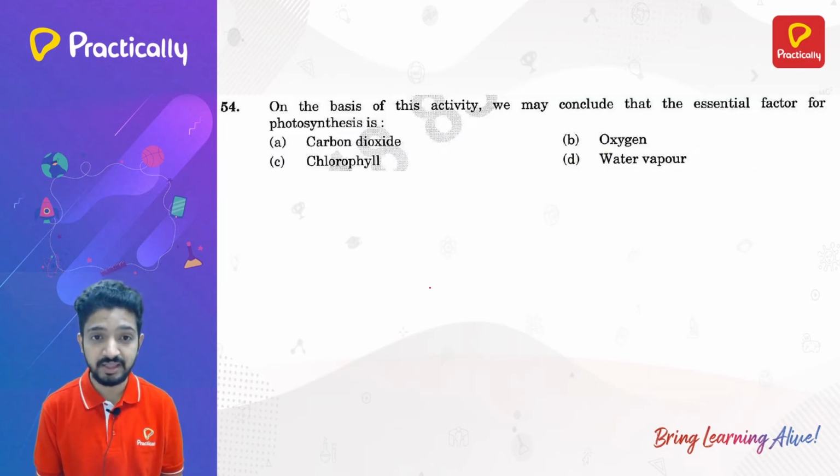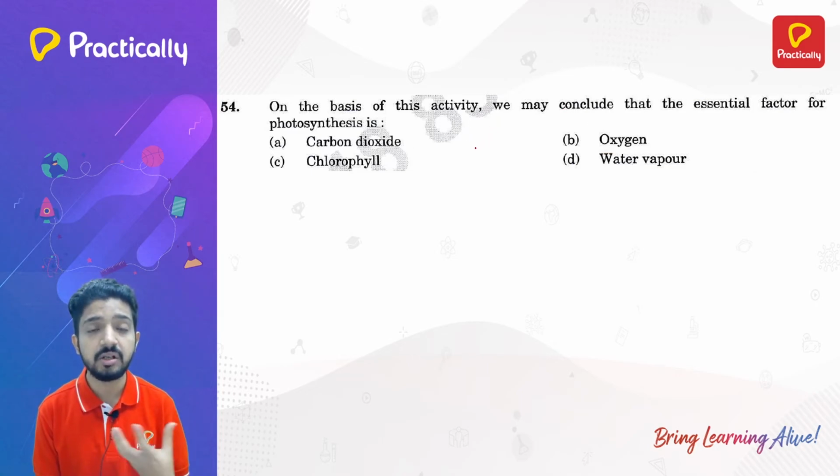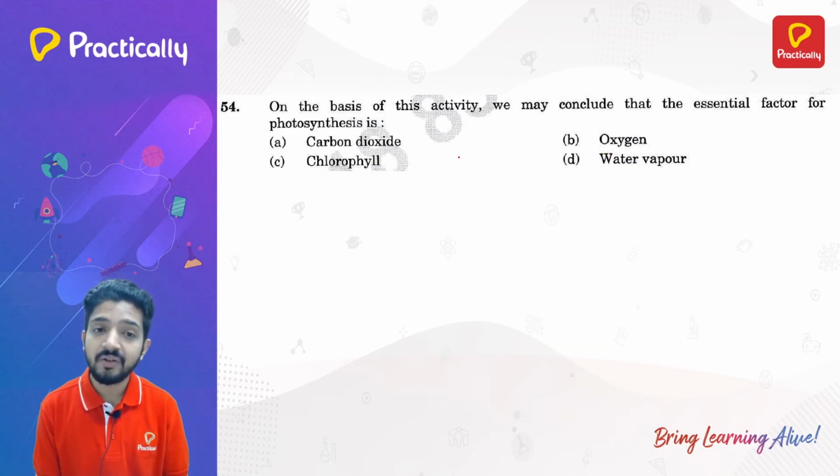Next question based on the same case study: we may conclude that the essential factor for photosynthesis is... Since the entire experiment is based upon trapping the released CO2 in order to see the function of it, the obvious answer for this question is A, carbon dioxide.